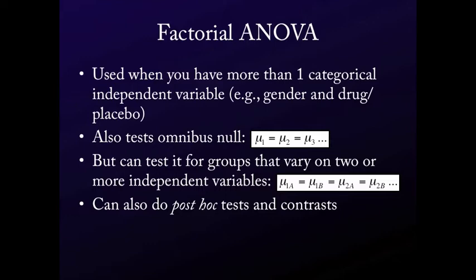So if you get a significant Factorial ANOVA, you might wonder what's driving that. Is it perhaps just that males in the placebo condition are completely different than all of the other groups, or is it that all the groups vary in some way or some subset of those? So in order to figure something like this out, you'd have to use post hoc tests or contrasts.